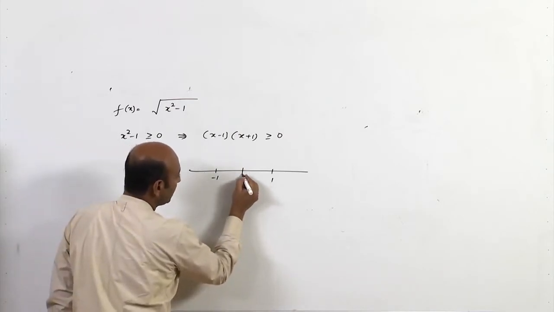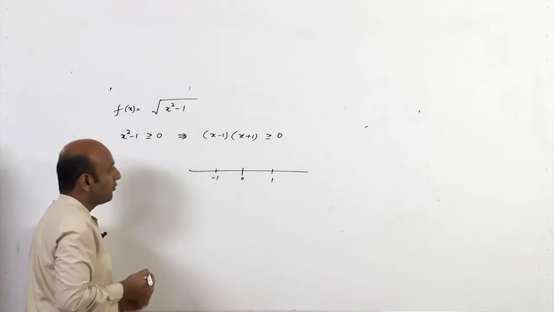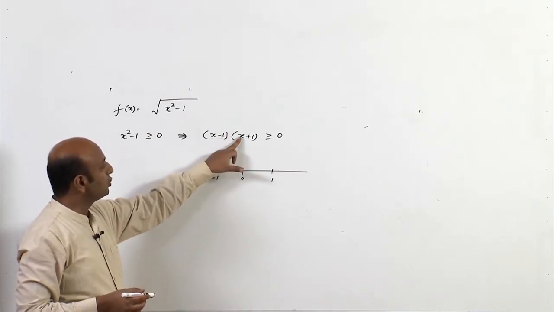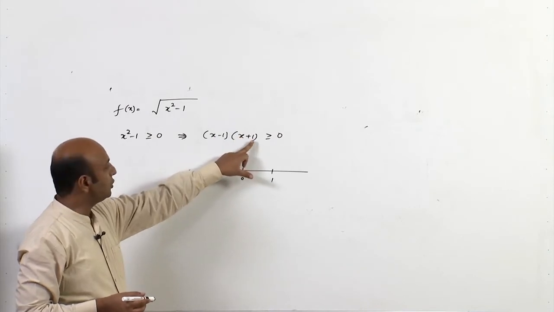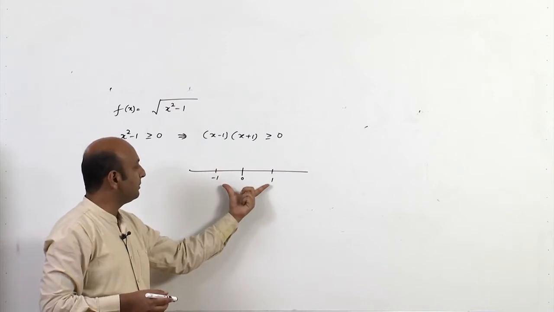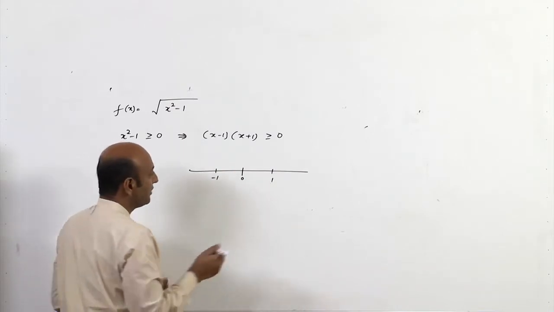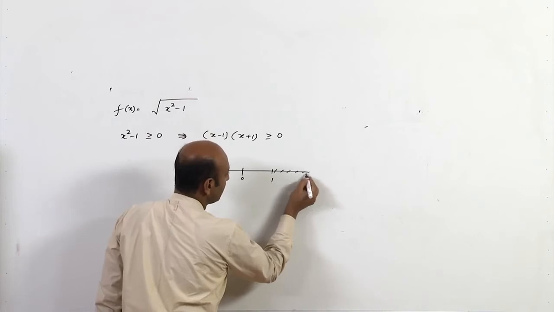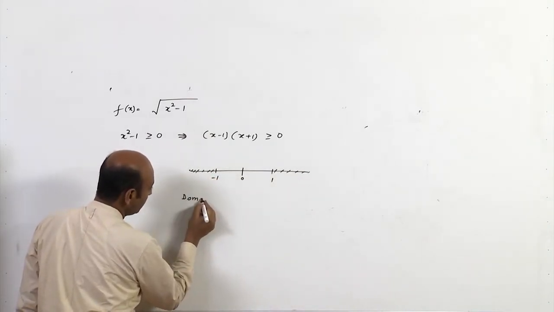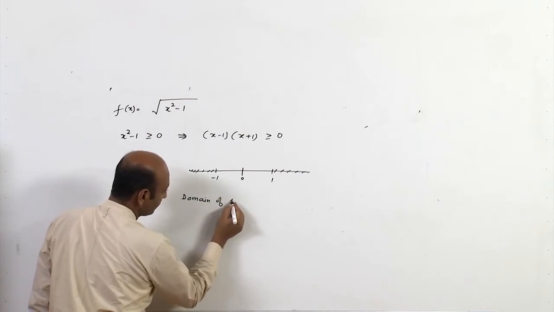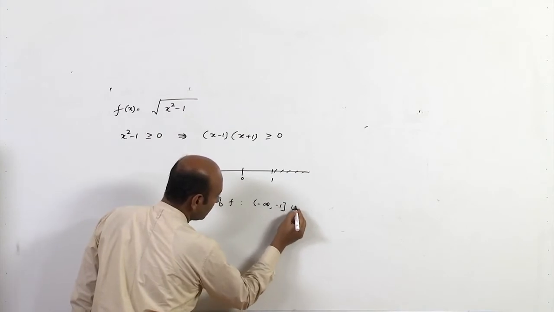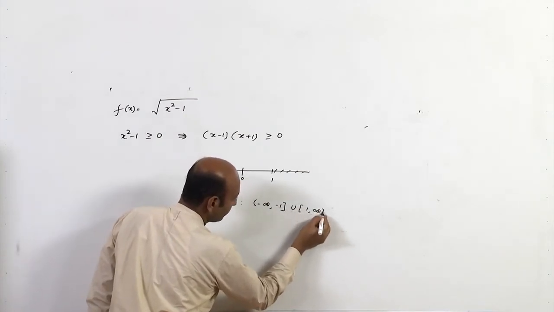You take any point in between, say x equal to 0. When you put x equal to 0 here, it is minus 1. When you put x equal to 0 here, it is plus 1. Plus 1 into minus 1 is not greater than or equal to 0. So, the shade will not be in between minus 1 and plus 1. The shade will be from this side and from this side. That is, the domain of f will be minus infinity to minus 1 union 1 to infinity.